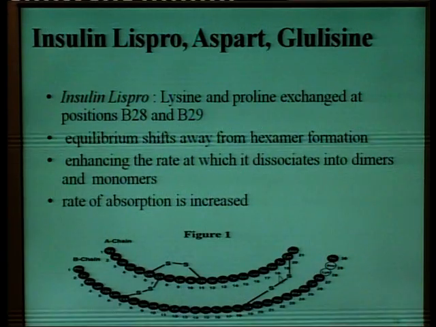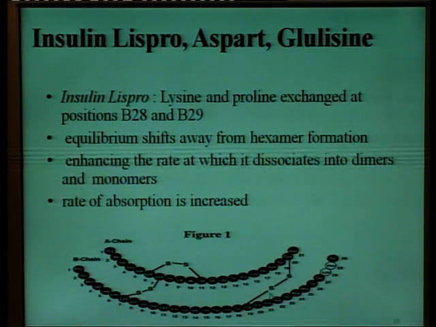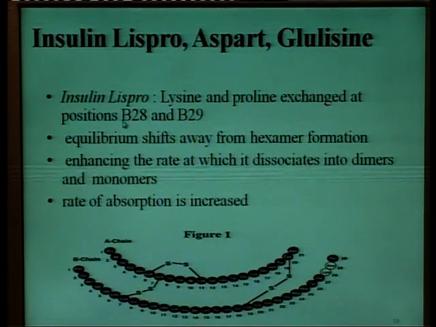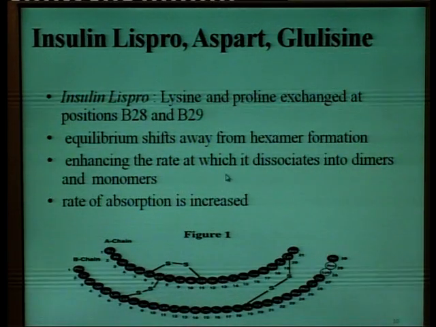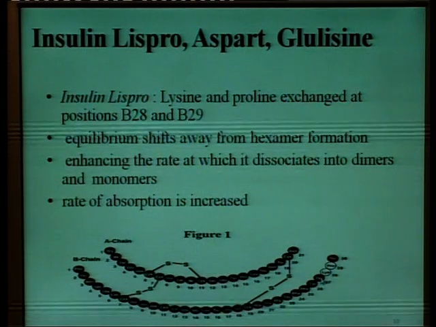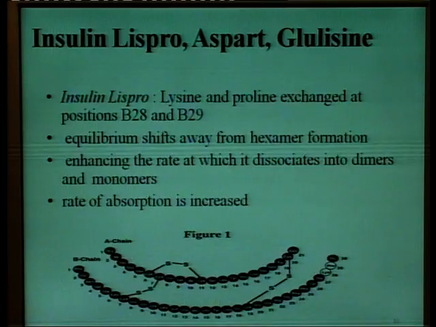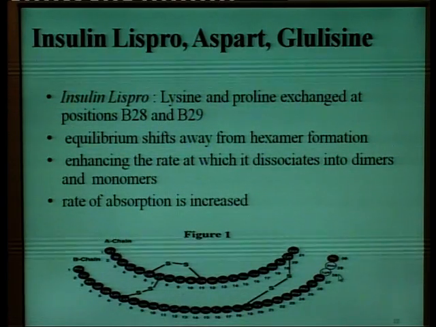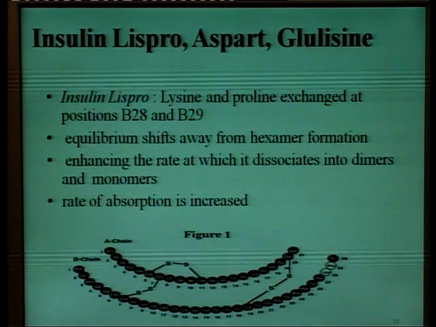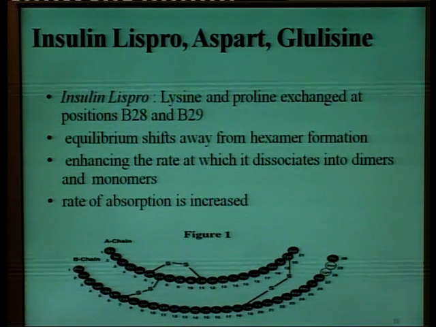The linkage of the A chain with the B chain is done by disulfide linkages. At the position 28 and 29, as mentioned here, that is B28 and B29, lysine and proline are exchanged at this position. Equilibrium shifts away from the hexamer. When we make such changes, the equilibrium is going to change, and thus enhances the rate at which it dissociates into dimers and monomers, and the rate of absorption is increased.